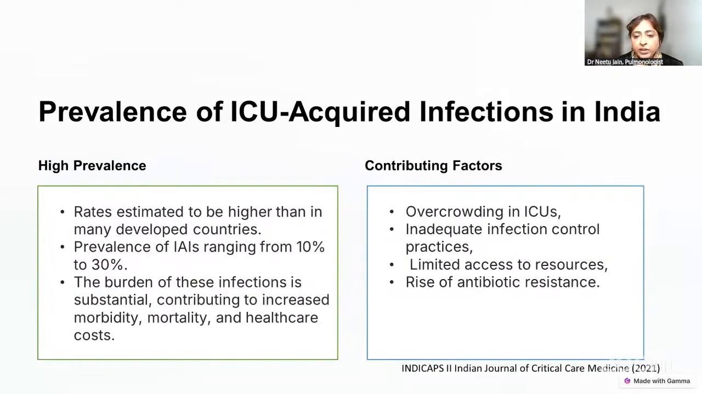Hospital acquired infection in India is very high. It ranges from 10 to 30%. And the burden of these infections is substantial. It contributes to morbidity and mortality of the patient, and not least healthcare cost, which is a concern for everybody, from the patient to the doctor to the hospital, whether it is a public hospital or private setup. Contributing factors are crowding in ICU. Looking at our population, overcrowding in ICU is always going to be there, along with inadequate infection control and rise of antibiotic resistance.